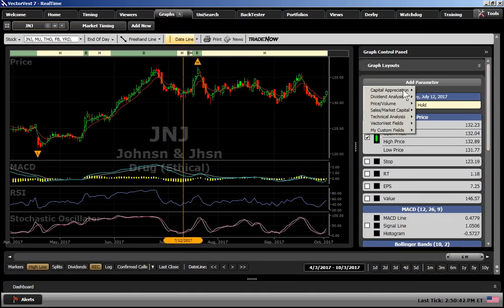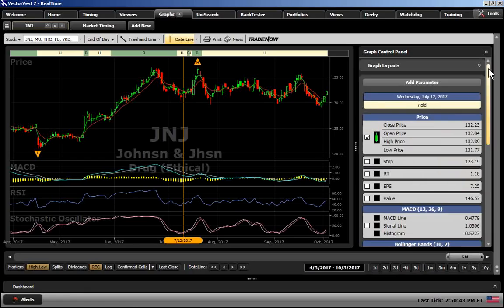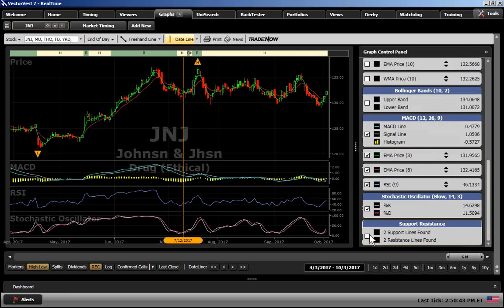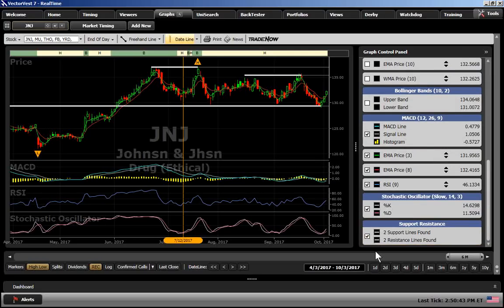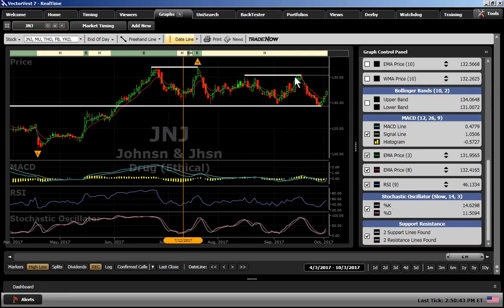I'm going to click on Add Parameter. Go down to Technical Analysis and find Support and Resistance. Scroll down and put those on. Notice it automatically tells you it found 2 support and 2 resistance lines. Automatically. How about finding stocks that retrace from support or break through resistance? Those are great opportunities to make money.